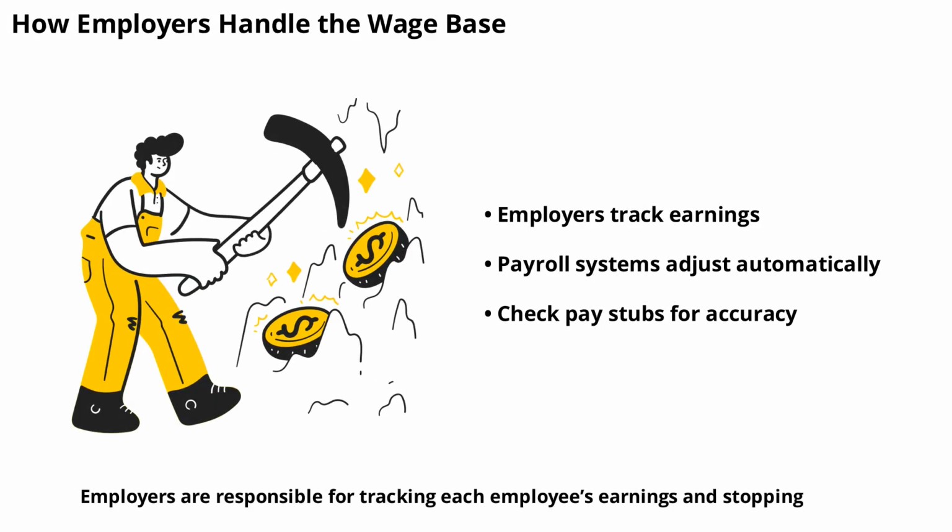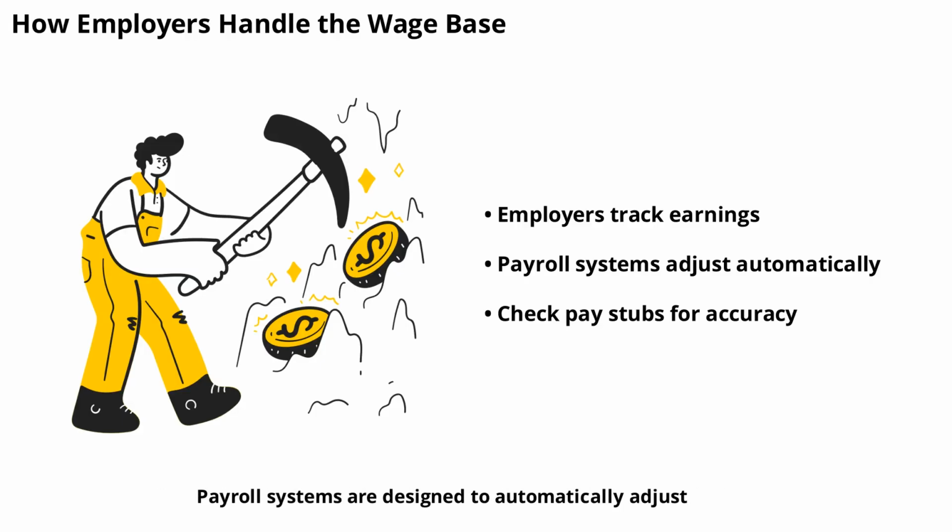Employers are responsible for tracking each employee's earnings and stopping Social Security tax withholding once the wage base is reached. Payroll systems are designed to automatically adjust, but it's important for both employers and employees to monitor pay stubs and ensure the correct amount is withheld. Mistakes can lead to overpayment or underpayment, so staying vigilant is key.